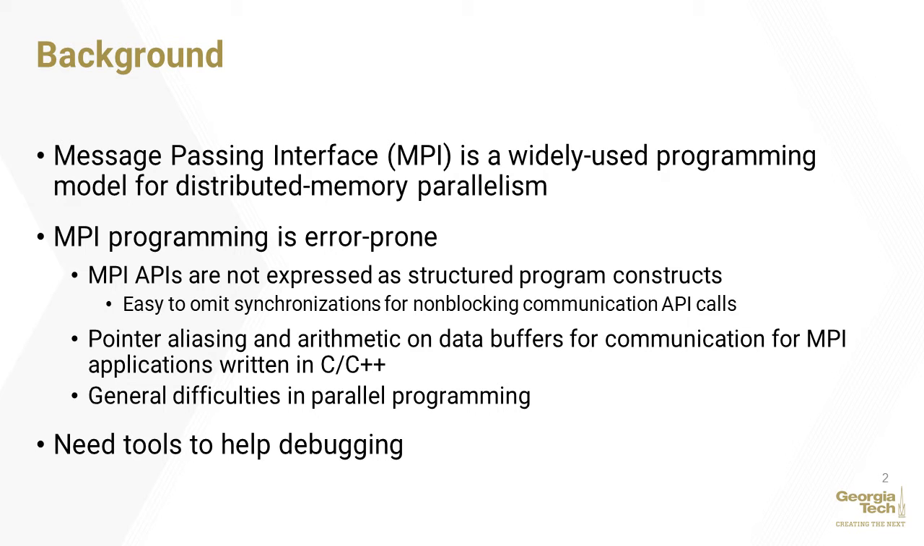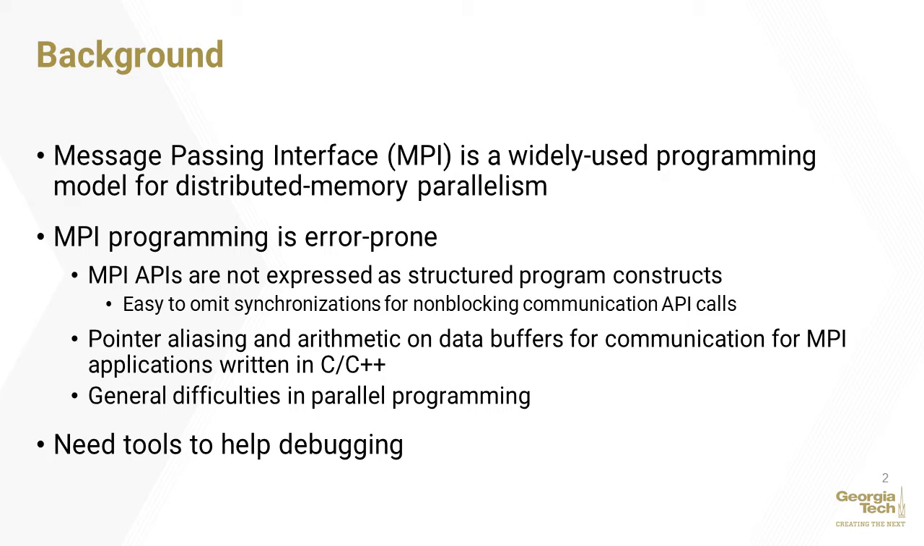Message Passing Interface, or MPI, is a widely used parallel programming model. Despite its popularity, MPI programming is known to be error-prone. This is partly due to MPI's APIs not being structured program constructs, which could easily lead to missing synchronizations after non-blocking communication calls. And for applications written in C or C++, pointer aliasing and arithmetic on data buffers for communication can be another source of bugs. And there are also other general difficulties in parallel programming that also exist in MPI programming.